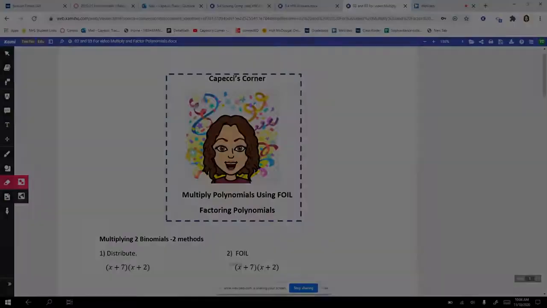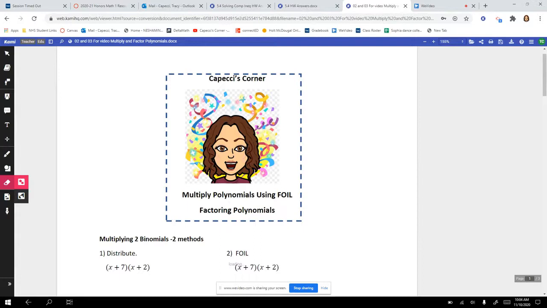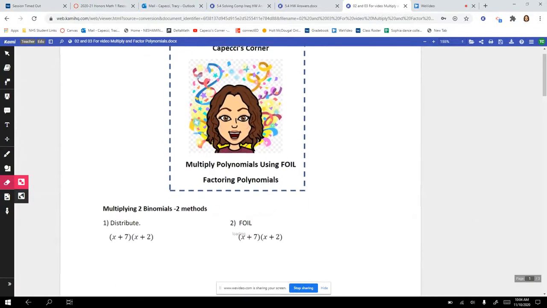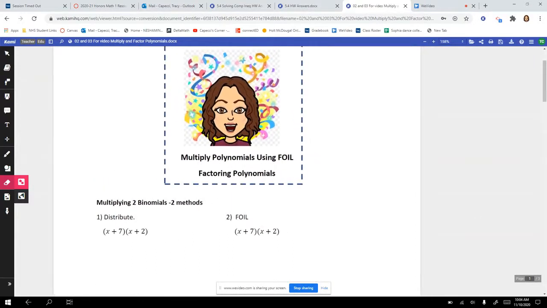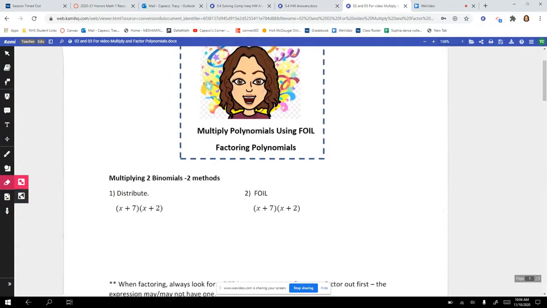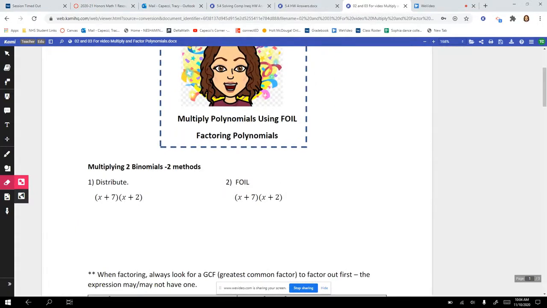Today on Kapechi's Corner, we're going to do a review of multiplying polynomials using FOIL and also factoring polynomials. Now, this is an Algebra 2 course, so you've done this in Algebra 1. So this is more of just a review, just to kind of refresh your memory. You are going to need both of those skills throughout your math career. So let's look at multiplying two binomials.